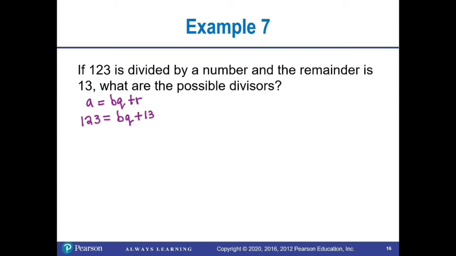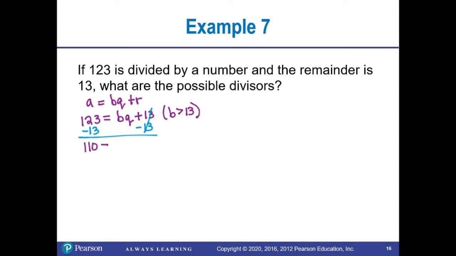A couple of slides ago, when we first talked about the division algorithm and that R, remember we said that R is between 0 and B. In other words, it can't be any bigger than B. So that tells me that B has to be bigger than the remainder. So here, B has to be bigger than 13. Your divisor will always be bigger than the remainder, or the remainder will always be smaller than the divisor, depending on how you look at it.